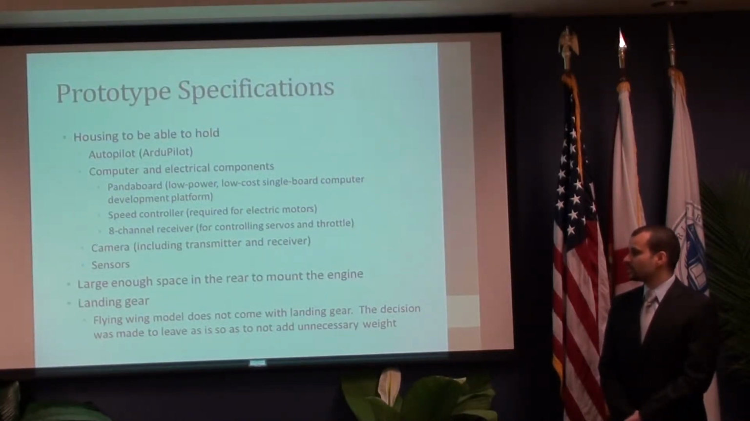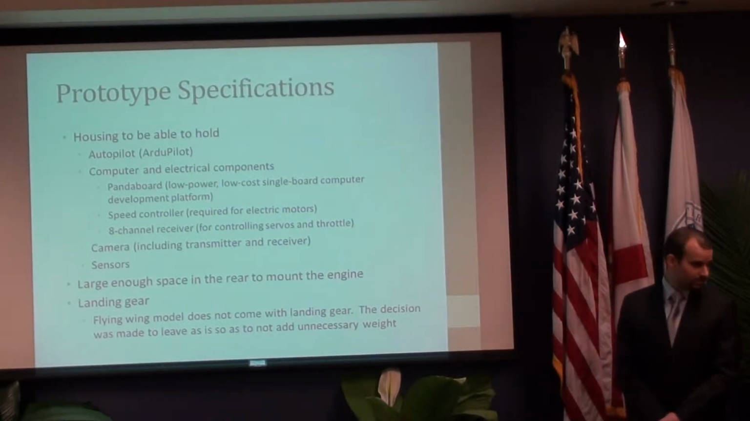There needed to be large enough space in the rear to mount the motor, and also landing gear was a consideration. The particular flying wing that we chose did not come with provisions for landing gear, and we made the decision to leave landing gear off so as to not add any unnecessary weight.